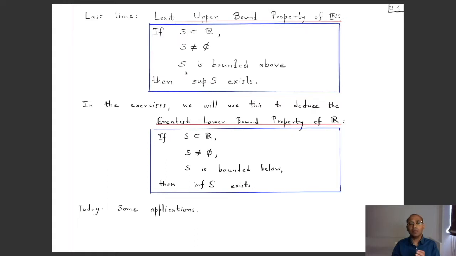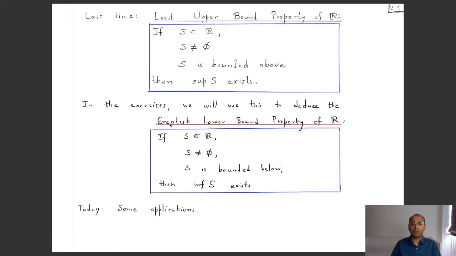We have a similar property with the greatest lower bound. You will see this in the homework exercises, so I have assigned this as a problem, and we will not need to assume this, but rather using the least upper bound property, you can derive this greatest lower bound property of R. So this property says that if you have a subset of R which is non-empty and is bounded below, then the greatest lower bound of this set, the infimum of S, exists.